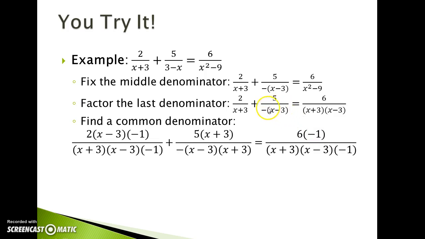In the middle, all this guy is missing is the x plus 3. So x plus 3, x plus 3. On the left, he's missing both the x minus 3 and the negative 1. So x minus 3, negative 1, x minus 3, negative 1. So that's how we ended up finding that common denominator.